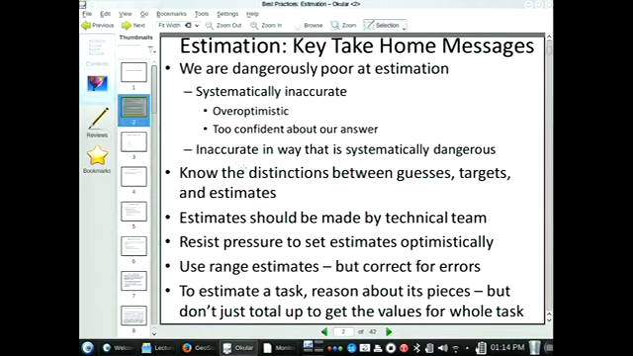Now, I wanted to give you a couple of broad take-home messages from this, because we're going to be hitting on a lot of specifics for this lecture, and it's easy to lose track of the forest for the trees. There are a couple of overall themes that come out of this lecture, and these themes are the sort of things that are ripe for quizzing and for examining. So I want to emphasize these up front. The first of them is we're dangerously poor at estimation.